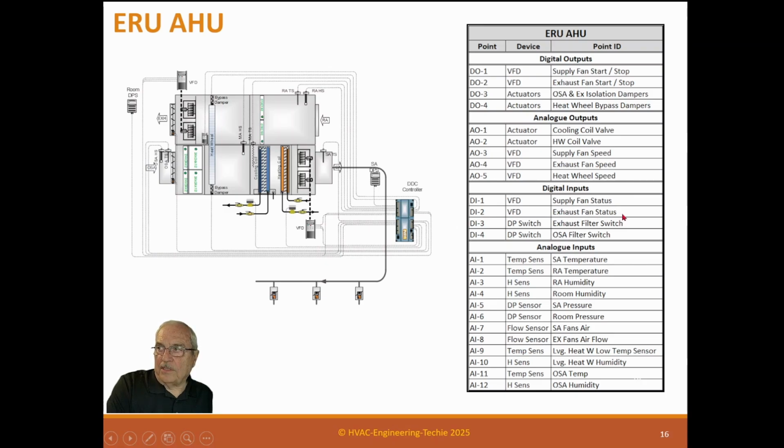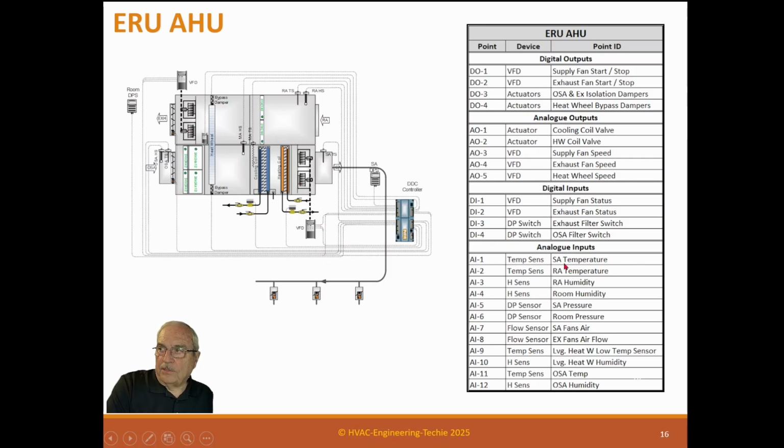Digital inputs: 1 is supply fan status out of the VFD, or the VFDs, whichever. DI2 is the exhaust fan status, again off the VFDs. DI3 is a differential switch for the exhaust filters. DI4 is the outside air filter switch that tells if we've got pre-filters loading up because of some kind of condition, or if we've got these loading up and they need to be changed more often than the schedule.